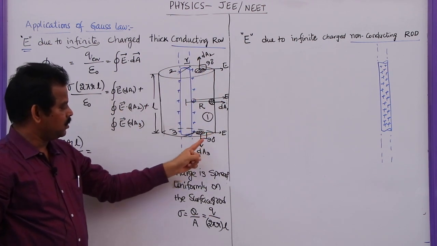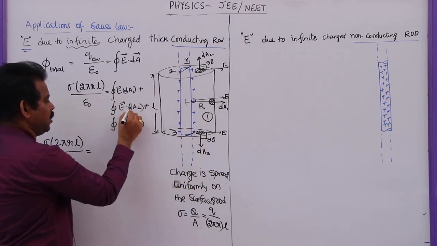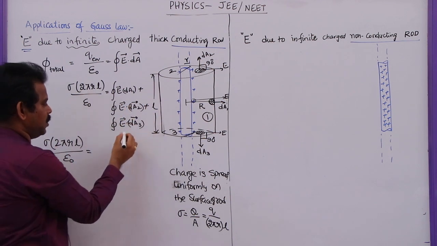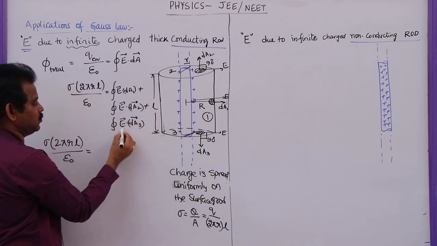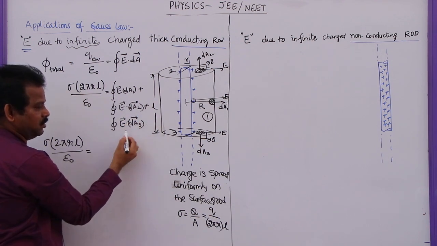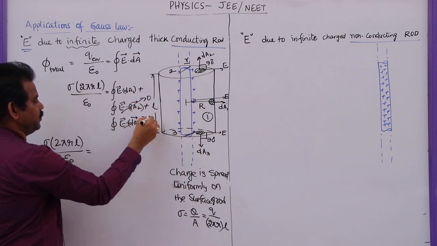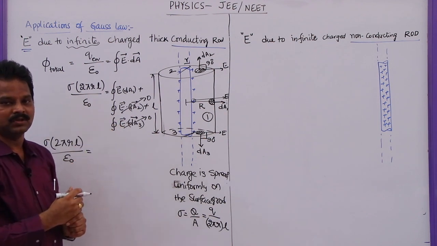Here also the field and area vector are perpendicular to each other. That's why E bar dot dA bar for these two will be EA cos theta. This is also EA cos theta. Theta is 90, so this will become 0, this will become 0. So only the curved surface will contribute to the flux in this case.